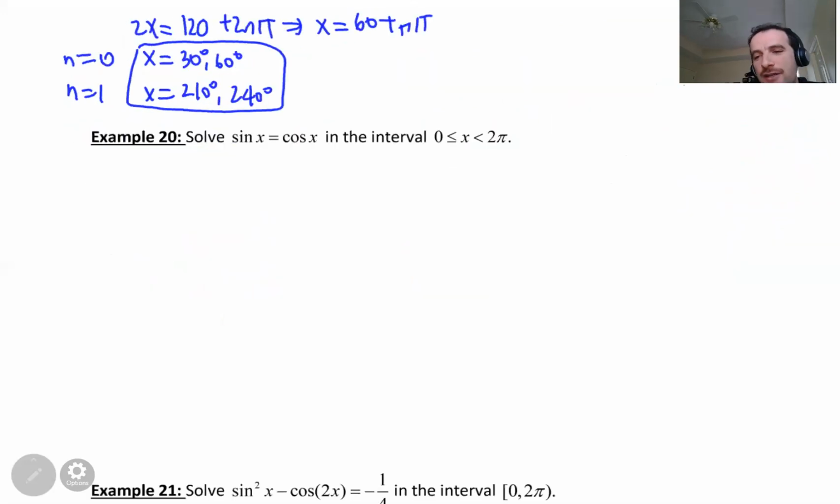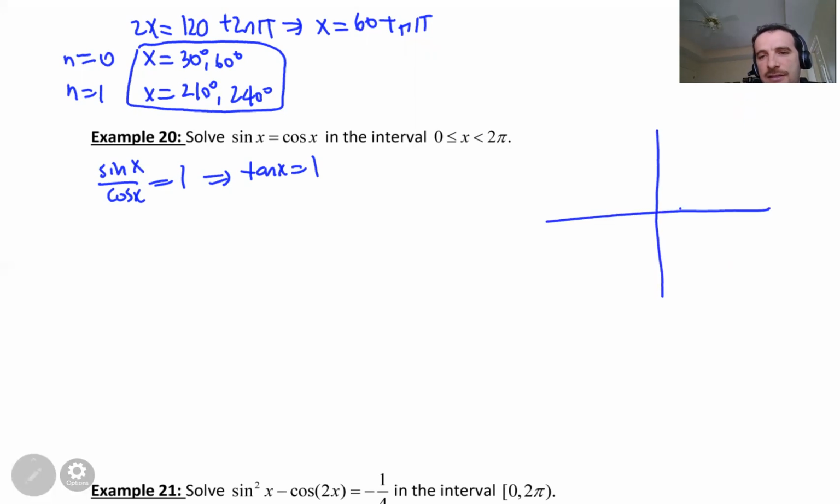Sine x is equal to cosine x. What can we do here? We can divide both sides by cosine. So sine x over cosine x is equal to 1. And sine over cosine is tangent, right? So from there I get tangent x is equal to 1. Which angle is that? It is 45, 45, 90, right? Our special triangle, 1, 1, root 2. Tangent 45 is 1 over 1, right?